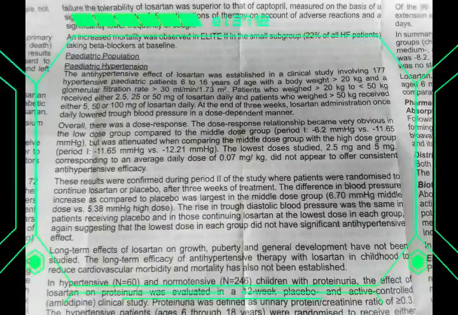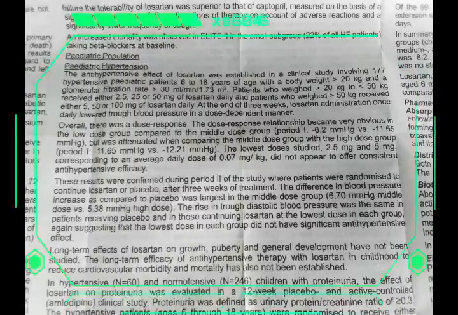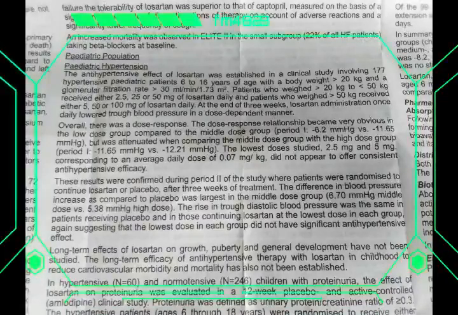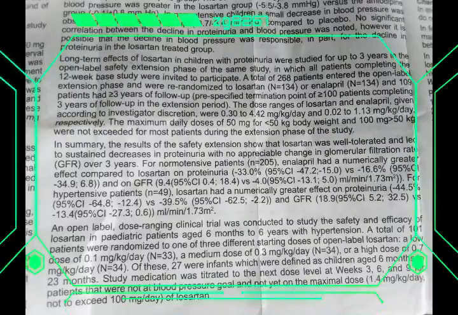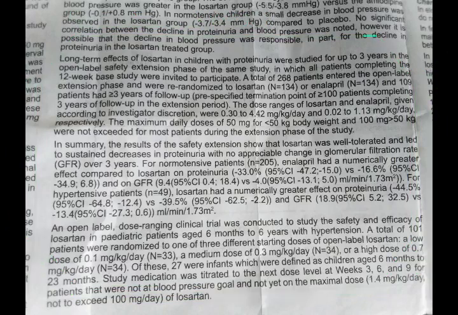Elimination. Plasma clearance of losartan and its active metabolite is about 600 milliliters per minute and 50 milliliters per minute respectively. Renal clearance of losartan and its active metabolite is about 74 milliliters per minute and 26 milliliters per minute respectively. When losartan is administered orally, about 4% of the dose is excreted unchanged in the urine and about 6% of the dose is excreted in the urine as active metabolite.